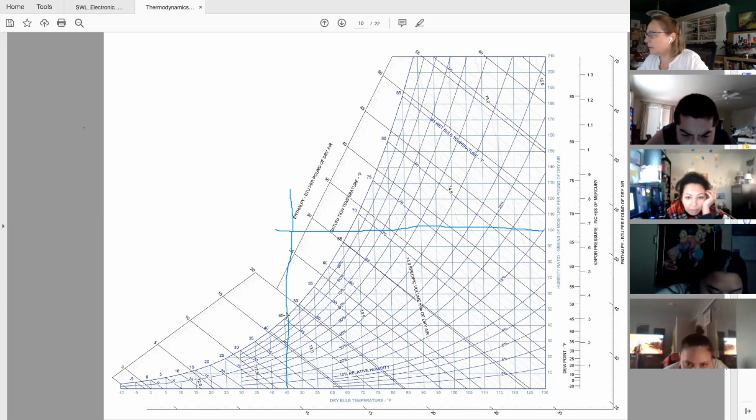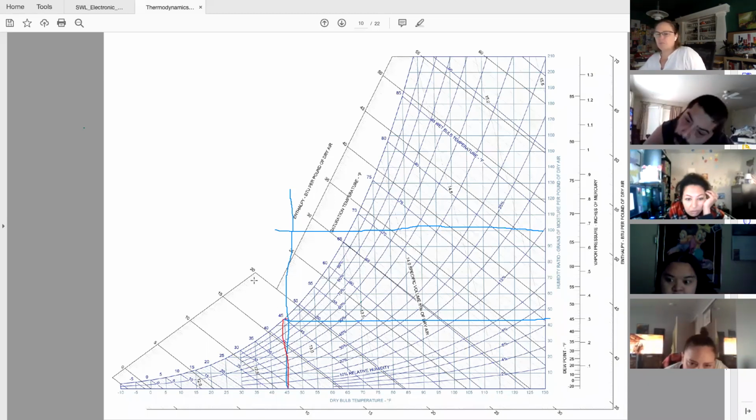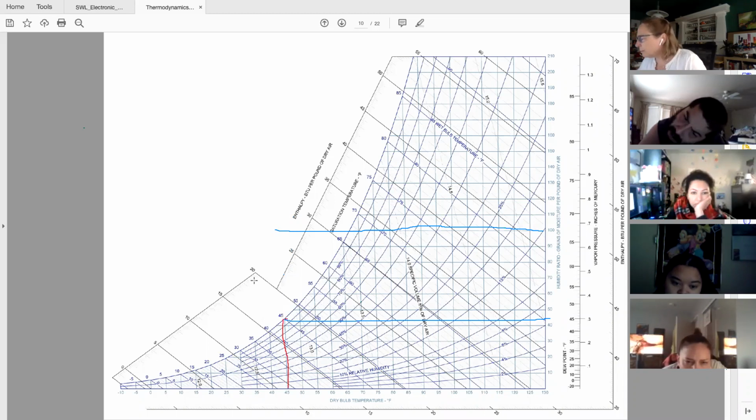Okay, so at 100, you want to stop at the top curved line. It's here? Yep, there you go. And now you do the line over to find the moisture content. Like this? Yep, between 40 and 50. Like 45? Sure. Okay, so we've got 45 grains of moisture per pound of dry air.